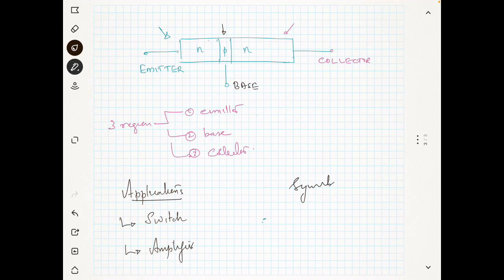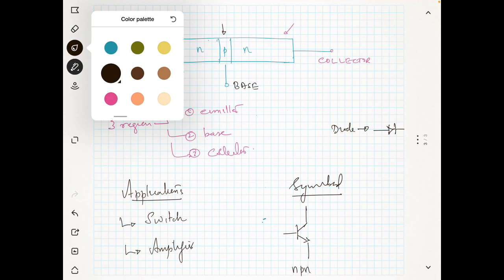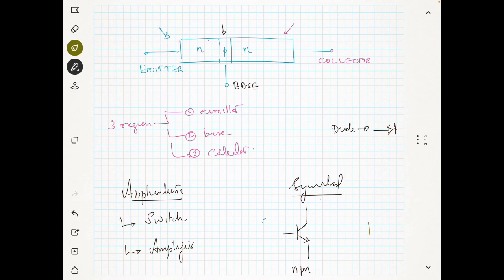Symbol. You know that for the diode you have a symbol something like this. Now for the transistor you have a symbol which is like this for the NPN transistor, and you have another kind of symbol which is shown like this, which is for the PNP transistor.